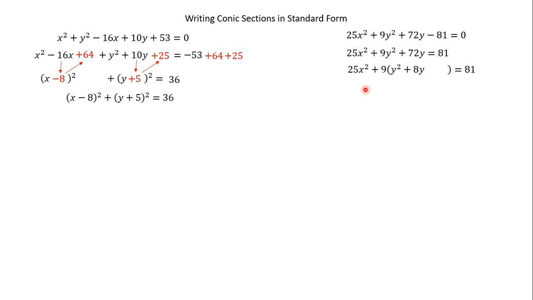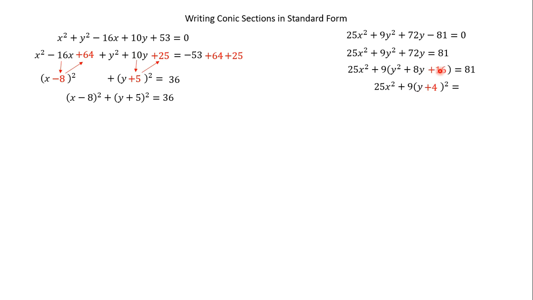Now we're ready to complete the square. So next step, we're going to have 9 times y plus or minus something squared. The 25x squared is just kind of moving along. What goes in this gap? We're going to divide this plus 8 by 2 to get plus 4. And then up here, we square it to get plus 16.